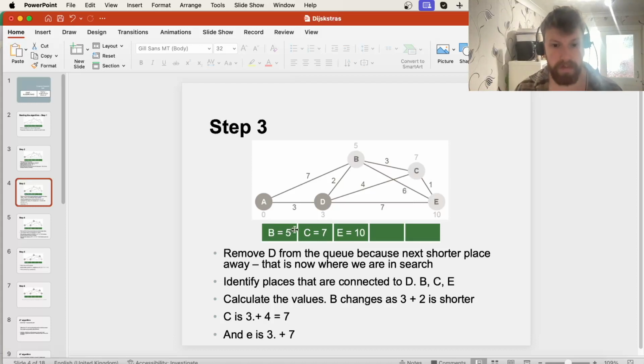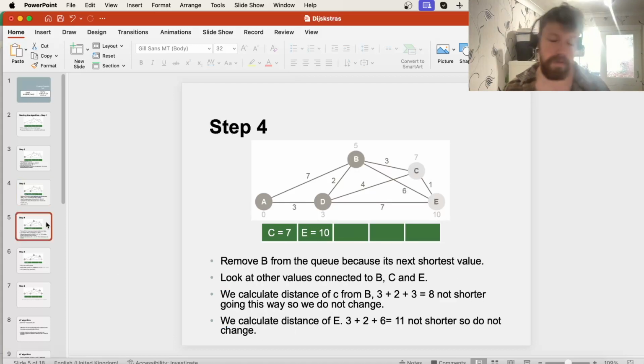Once we've done all of that, we're now going to remove B from the front of the queue, because we found the shortest distance. We tried 7 at the start, and when we went to D, we found out that it was actually a slightly shorter distance.